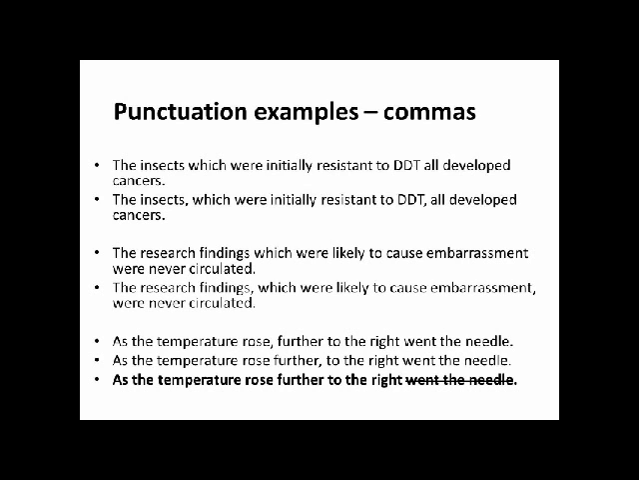The research findings which were likely to cause embarrassment were never circulated, or the research findings, which were likely to cause embarrassment, were never circulated. So you can see there's a slight difference in meaning there. The first is that the research findings were never circulated, and those findings were likely to cause embarrassment. That's the second. The first is that just those research findings which were likely to cause embarrassment were never circulated. I hope I didn't confuse you there. When you read it again, it should be clear, I hope.